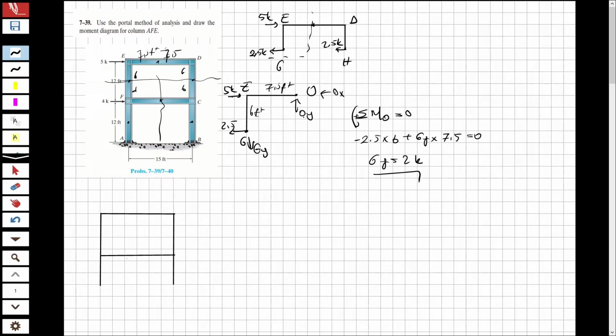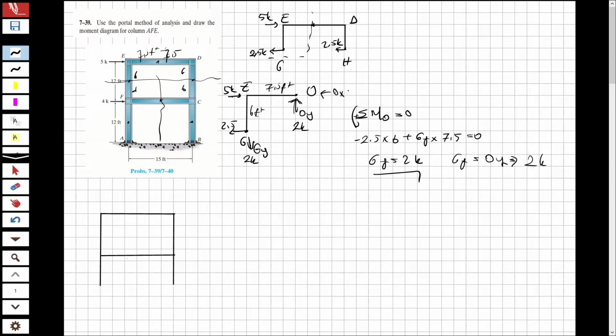So let's calculate OY. You can see that there are no other vertical forces, so GY will be equal to OY in magnitude. So this will be 2K also, but this one goes in this direction and this one in this direction. So now this is also 2K, and this is 2K.